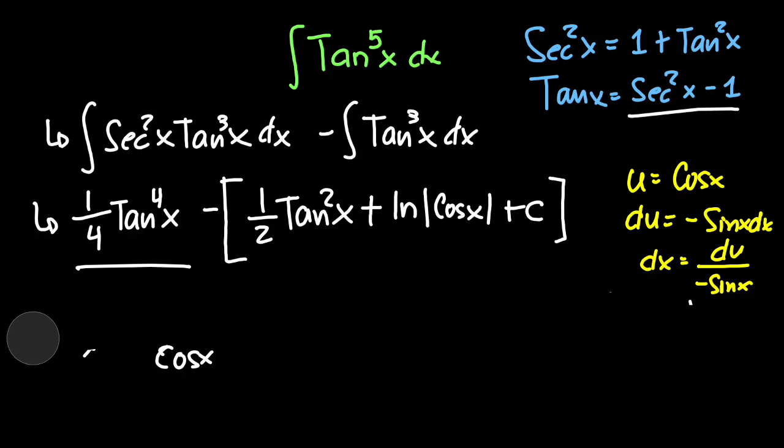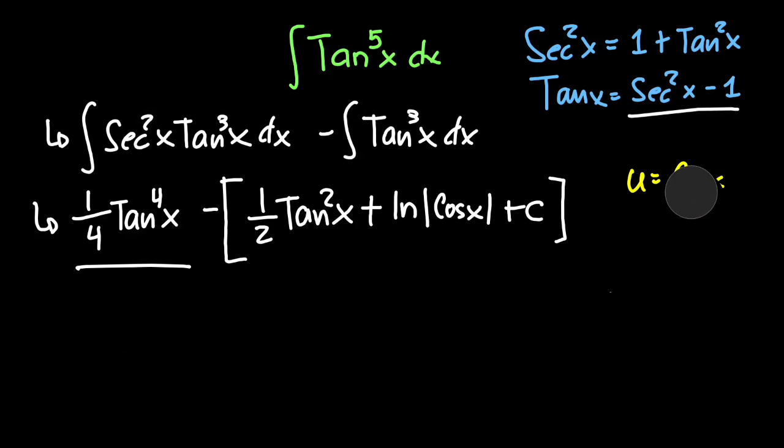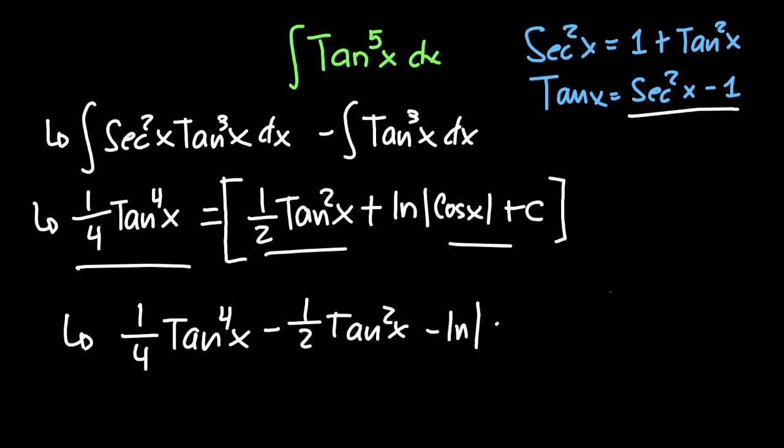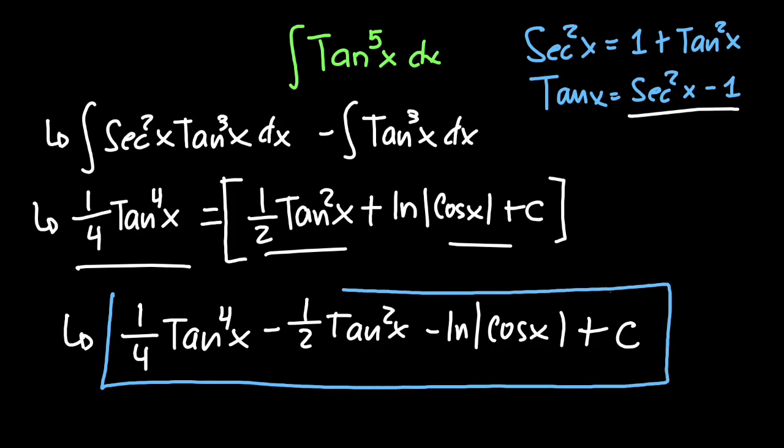Now that we have our answer here, the final step would be to simply combine it all. Your final answer here would be 1/4 tangent to the power 4 of x, and distribute the negative sign upon these two. So this would be negative 1/2 tangent squared of x minus the natural log of the absolute value of cosine of x plus c. By the way, just a disclaimer, plus c here is not affected by any negative. Just put plus c.